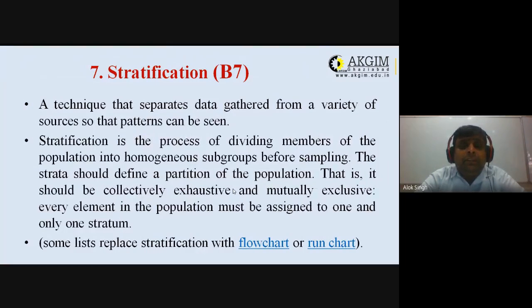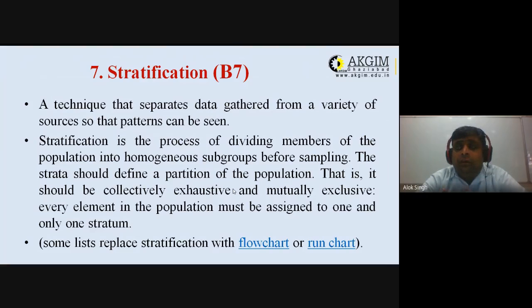Nowadays we are doing research and we are clustering the data in different segments. That is basically stratification. It is a technique that separates data gathered from a variety of sources so that the patterns can be seen. Stratification is the process of dividing members of the population into homogeneous subgroups before sampling. The strata should define a partition of the population, collectively exhaustive and mutually exclusive, so every element in the population must be assigned to one and only one stratum.